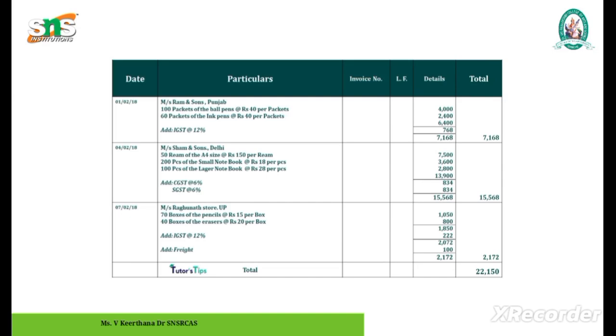Hope you have understood the date, particulars column, invoice number, LF, details, and total. So this is the format. In this format, we have to calculate the purchase, per piece into total. So 100 into 40 is 4000, 60 into 40 is 2400, and by the second date, 50 reams into 150, which is 7500. So we have to calculate like this, and by the end we have to calculate the net payable, which is to be entered in the purchase book.